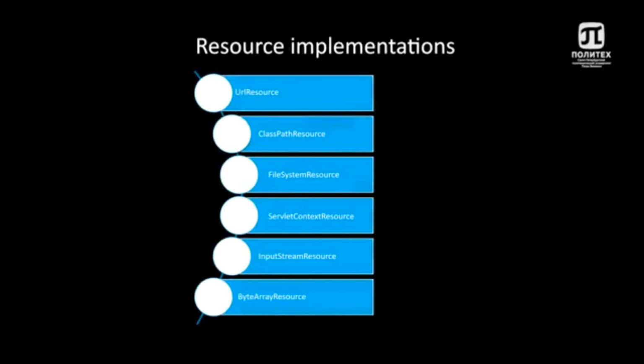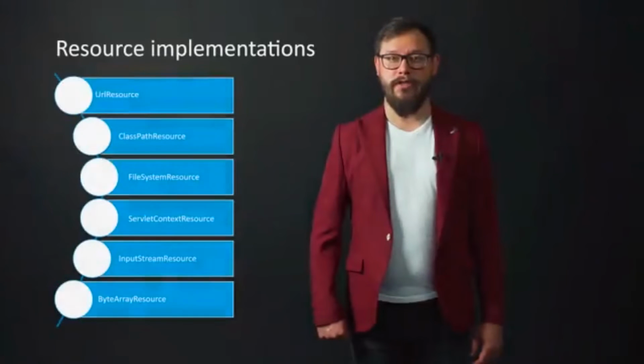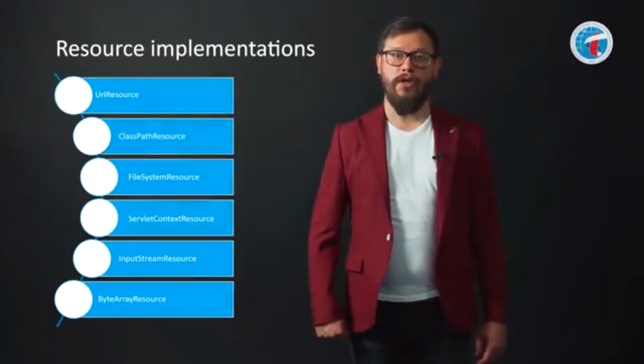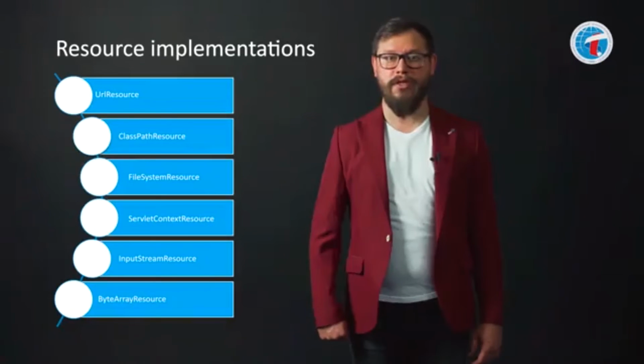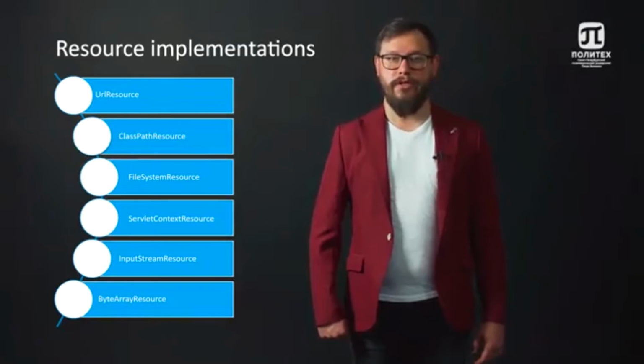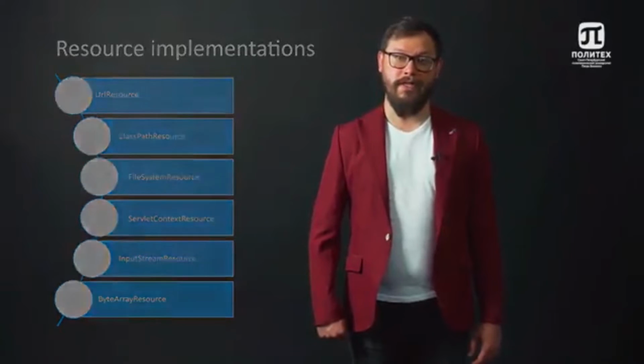Spring provides several implementations for the Resource interface. A UrlResource represents a resource loaded from a URL. ClassPathResource represents a resource loaded from the class path. A FileSystemResource represents a resource loaded from the file system. ServletContextResource is an implementation for servlet context resources. These interpret relative paths within the relevant web application's root directory. InputStreamResource represents an input stream resource. ByteArrayResource represents a byte array resource.